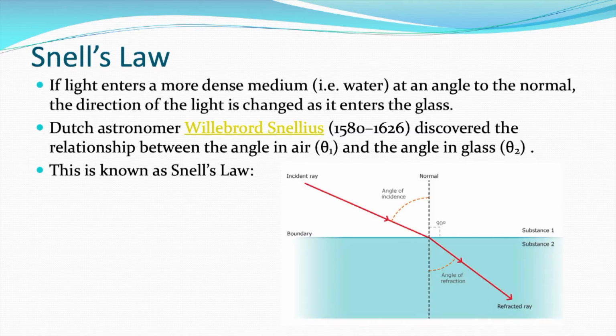So there's a sort of diagram you would have seen at National 5, where you've got a ray of light in air and it's entering the glass, or it's entering, I don't know what substance 2 is, it might be water or it might be glass, but it's entering the glass at an angle to the normal, so there's an angle of incidence, and when it enters the glass it bends towards the normal, and there's an angle of refraction that is smaller than the angle of incidence.